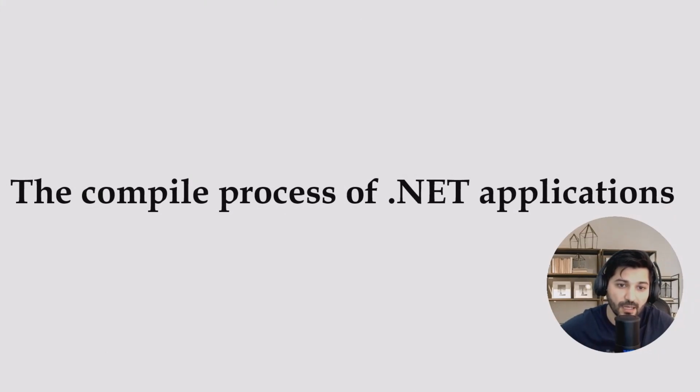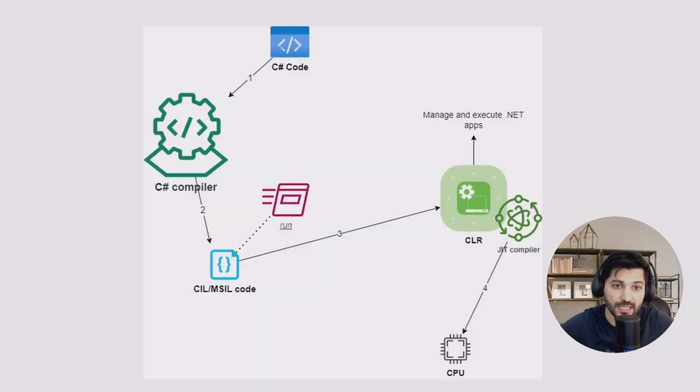Let's talk about the compile process of a .NET application. In our diagram, we have the full flow of the compilation process. When you write your C# code and build your application, our C# compiler takes care of converting our actual object-oriented, human-based language information to a lower language called Microsoft Intermediate Language. The synonym for it is Common Intermediate Language.